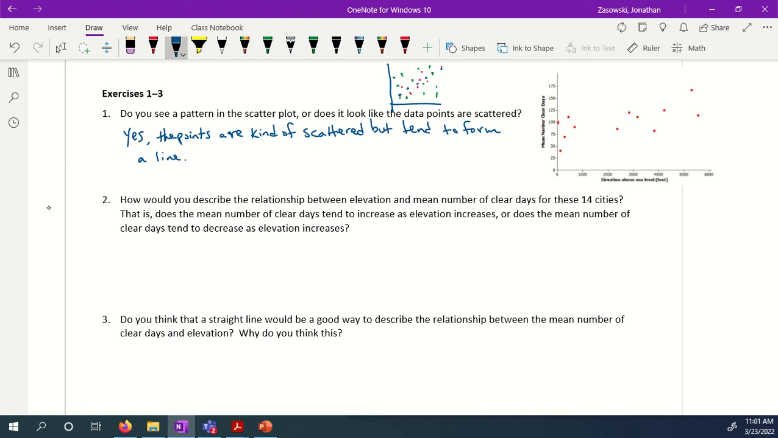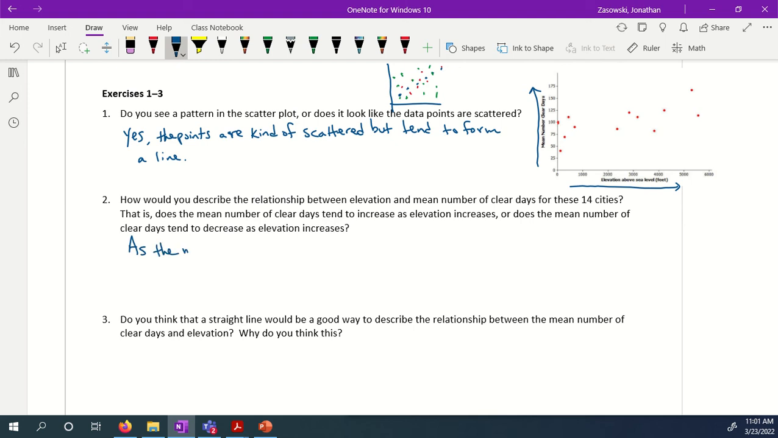Second, how would you describe the relationship between the elevation and the mean number of clear days in these 14 cities? So you can kind of read the part: does the mean number of days tend to increase as the elevation increases, or decrease? You can see as the elevation increases, as we get further along to the right of the x-axis, the number of clear days also tends to go up. Notice that the pattern seems to be that as I increase the elevation, the number of clear days increases. So that's what we're going to write down.